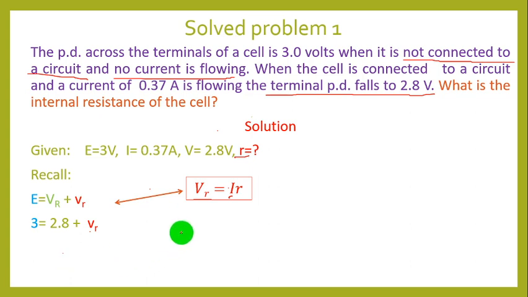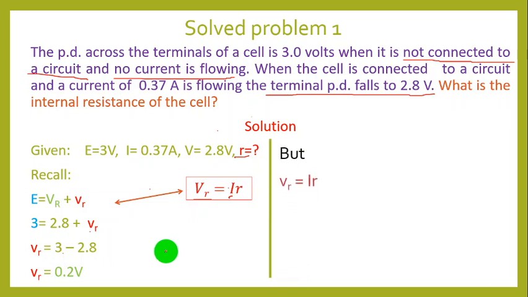So let's move on. From this, I can get the value of V small r to be equal to 3 minus 2.8 volts. That's what I'm going to have in this question. So V small r equals 0.2 volt. Then the next thing is, by substituting in this equation, V small r equals Ir. From here, I can make small r the subject of the formula, which gives me small r equals V small r over I.